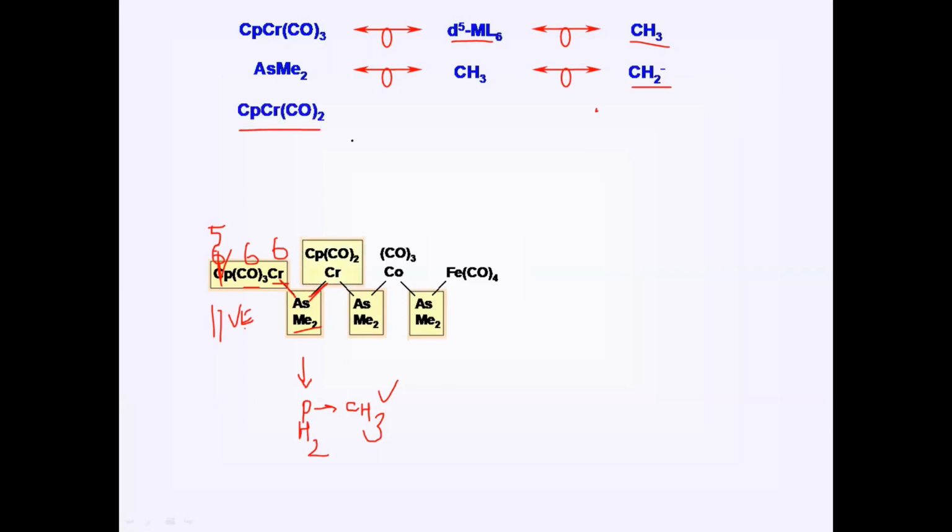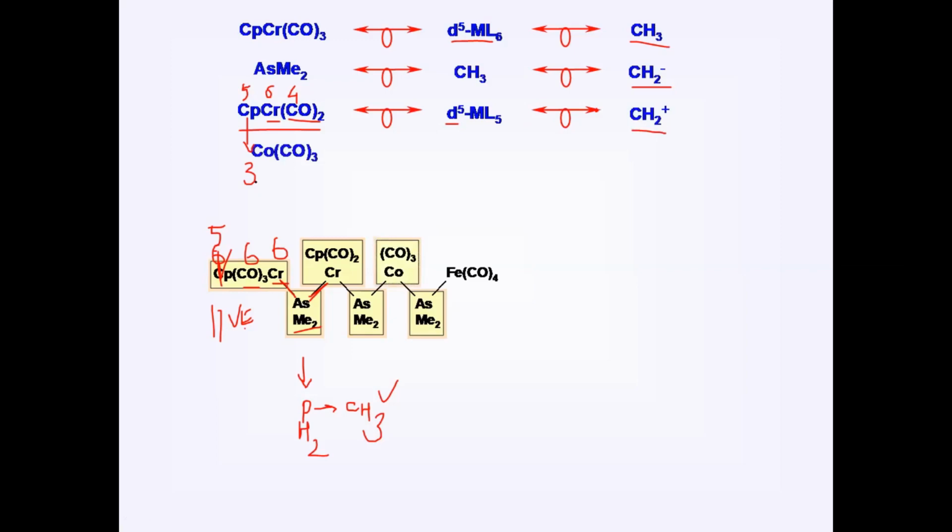And CpCr(CO)2. You have 5 electrons, 6 electrons plus 4 electrons, so 10, 15. D5 ML5 type. This has 3 ligands, and you have two ligands, total 5. The Cr is d5 here. D5 ML5 type, which is equivalent to CH2 plus.